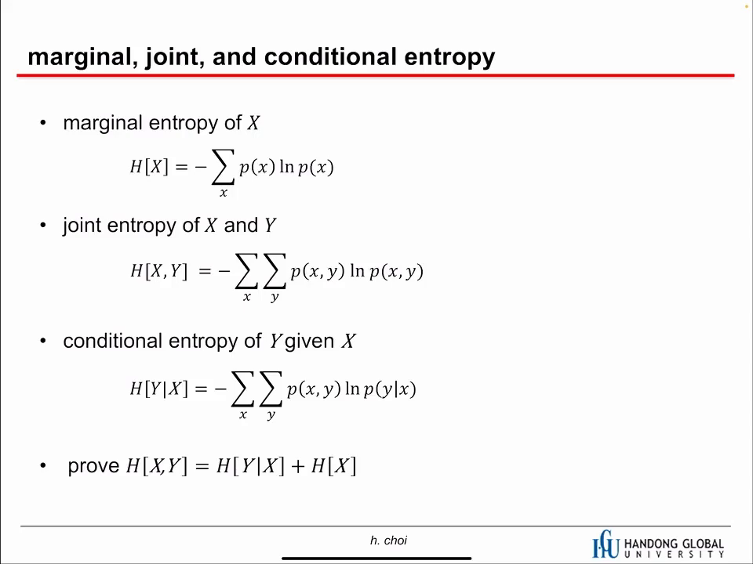Okay, now we're going to talk about the marginal entropy, joint entropy, and conditional entropy, as we did with probability. We talked about marginal distribution, joint distribution, and conditional distribution. Likewise, we can talk about a couple of different entropies. First, the marginal entropy of X is simply this one, or if P of X is continuous, then it will be like this.